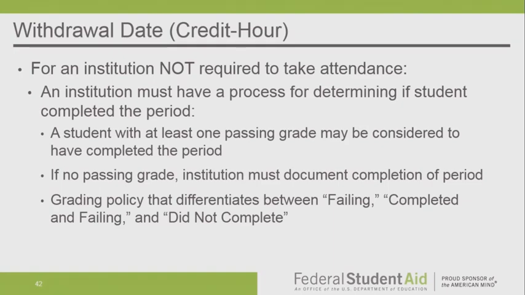And if you can't document that they had at least one passing grade, then they're going to be a withdrawal. Now, this is very important. You notice the word passing there. A student with at least one passing grade may be considered to have completed the period. If no passing grade, then you have to document completion of the period.